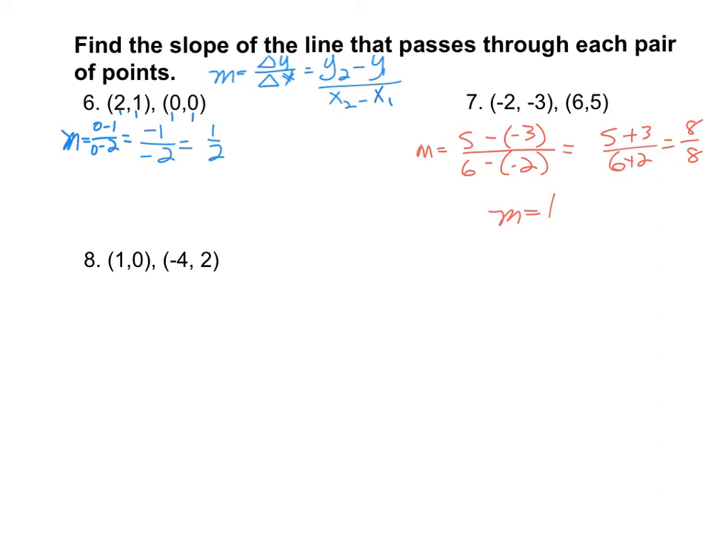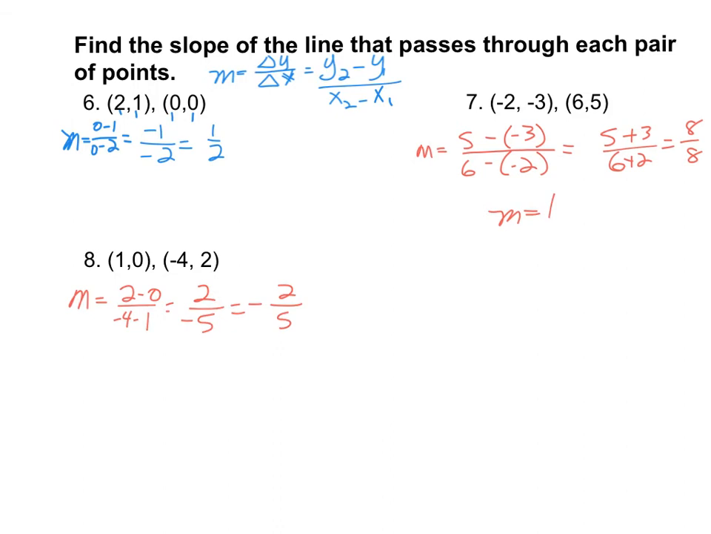Speaking of 8 over 8, let's do number 8. So we've got m is equal to y2, which is 2, minus y1, which is 0, over x2, which is 4, minus x1, which is 1. We're going to end up with 2 over negative 5, which is equal to negative 2 over 5. I really can't reduce that any further, so there we have it.